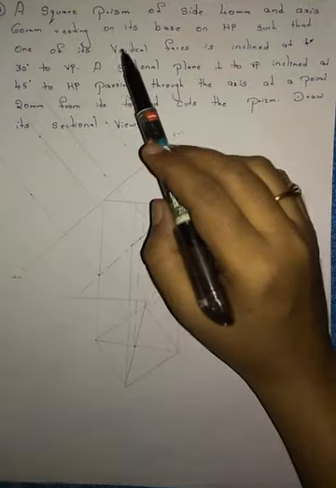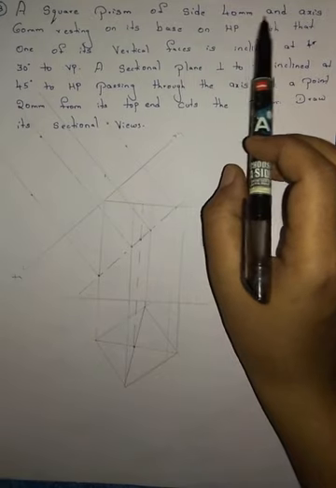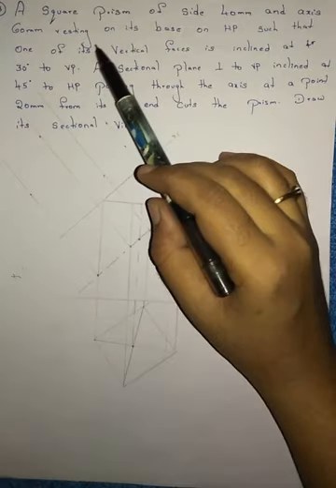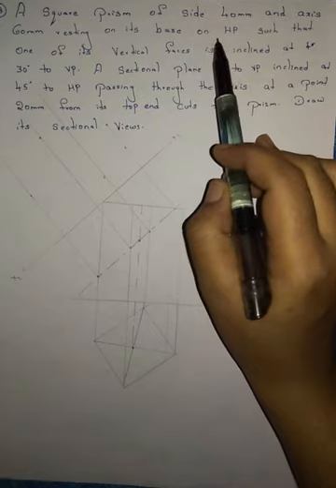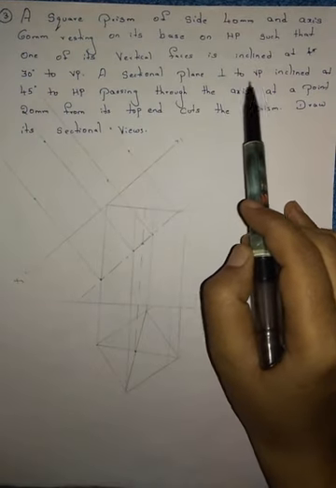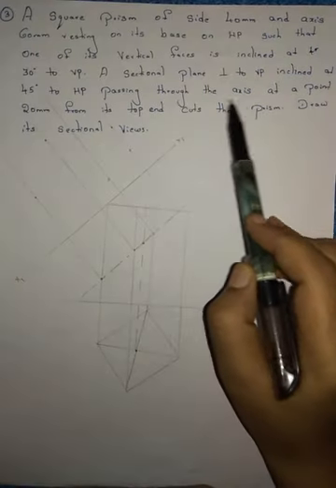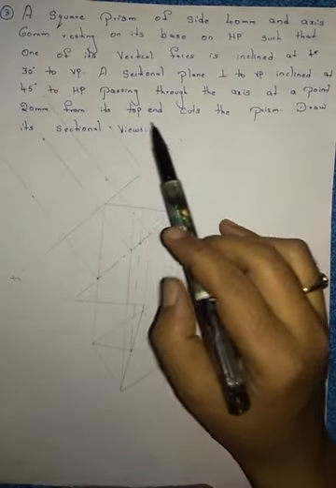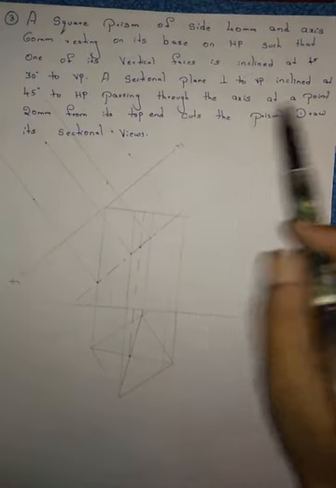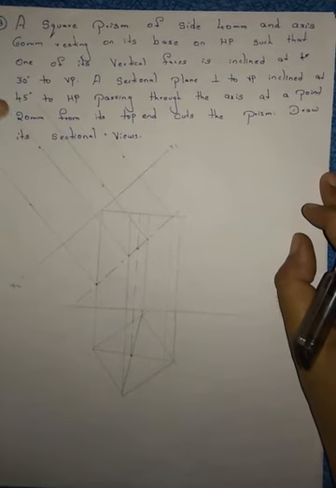Right. We will see the next problem. A square prism of side 40 mm and axis 60 mm long, resting on its base on HP such that one of its vertical faces is inclined at 30 degrees to VP. A sectional plane perpendicular to VP, inclined at 45 degrees to HP, passing through the axis at a point 20 mm from its top end, cuts the prism. Draw its sectional views. So after reading the question, divide it into two parts.